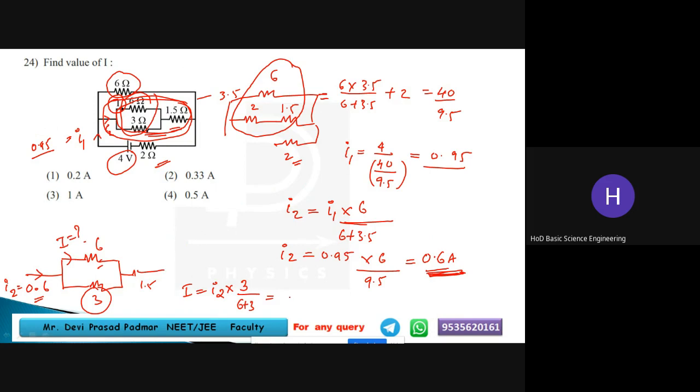So substitute the I2 value, 0.6 into 3 divided by 9. So what do you get? 0.2 ampere you will get. So you have to apply the branch current concept twice.